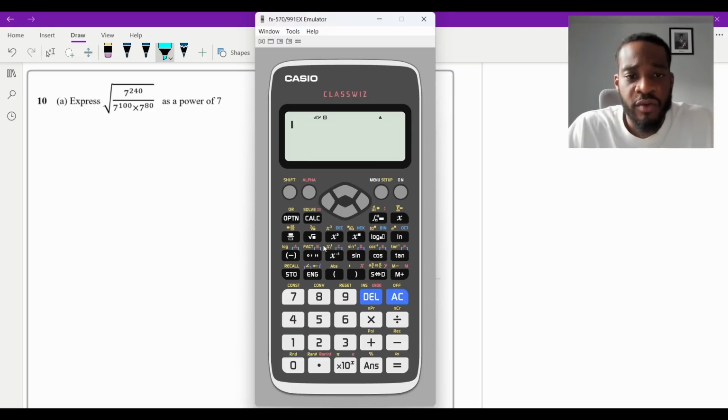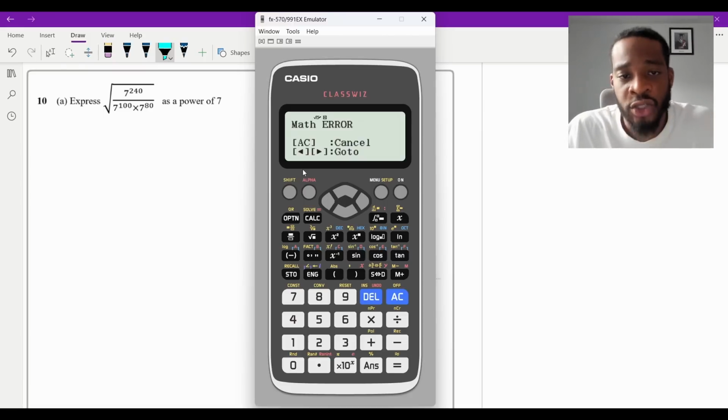So I'll put a square root like this, and then we've got 7 to the power of 240 over 7 to the power of 100 times by 7 to the power of 80. And then if I click equals, I get math error. Why do I get math error? Because these numbers are too large for the calculator, right? So there's no hope with this, right? We have to do something here. We can't use the calculator.